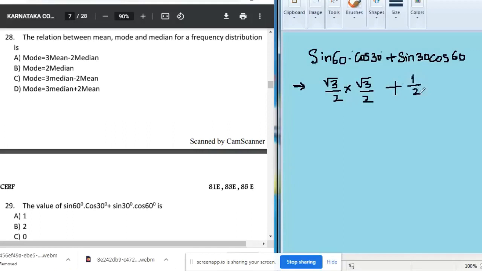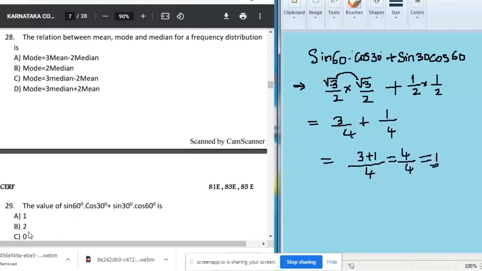Sine 30 is 1 by 2 and cos 60 is also equal to 1 by 2. Root 3 into root 3 is 3 and 2 2s are 4, plus 1 1s are 1, 2 2s are 4. So LCM will be 4 and I will add the numerators. 3 plus 1 is 4. 4 by 4 value will be 1. So correct option for this question is A, 1.